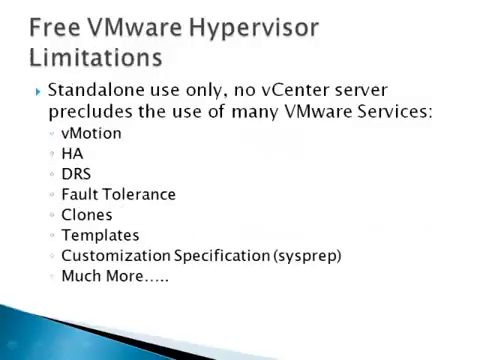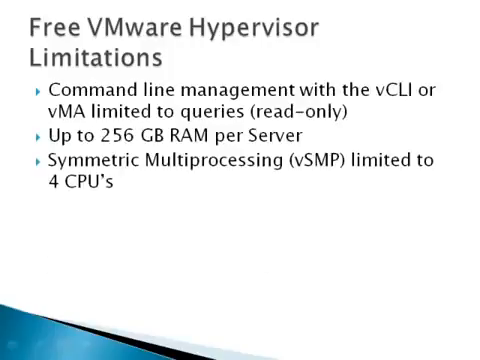Some of the limitations of the free VMware hypervisor include the fact that it's entitled for standalone use only. You can't connect to a vCenter server, which precludes the use of many VMware services like vMotion, HA, DRS, fault tolerance, clones, templates, sysprep, and much more. While you can connect with some of the remote command line interfaces like the VCLI or VMA, your queries will be limited to read-only. You're only allowed up to 256 gigs of RAM per server. Wow, only 256 gigs of RAM per server. Boy, that doesn't seem like much of a limitation. And symmetric multiprocessing, VSMP, is limited to 4 CPUs. That means even if your system has 16 CPUs or 16 cores, you're only going to be able to give 4 of them to a virtual machine at any one given point in time.